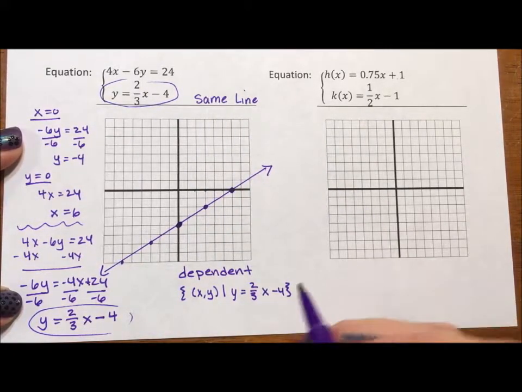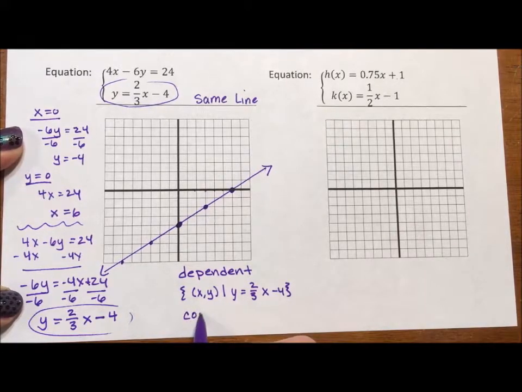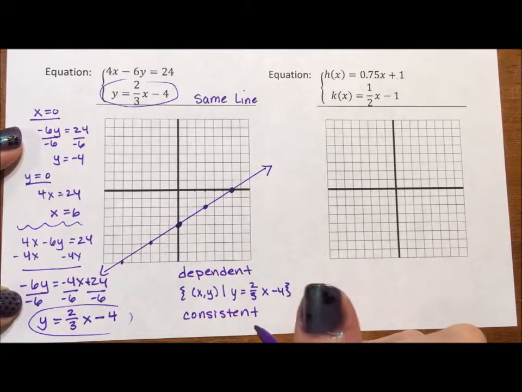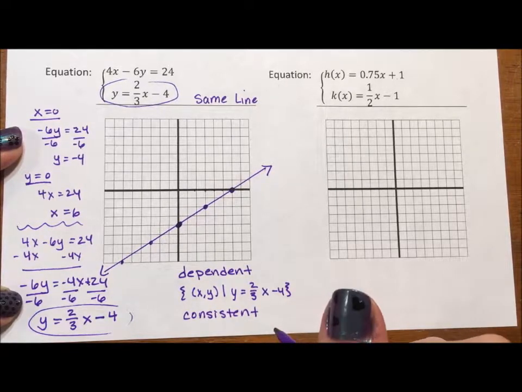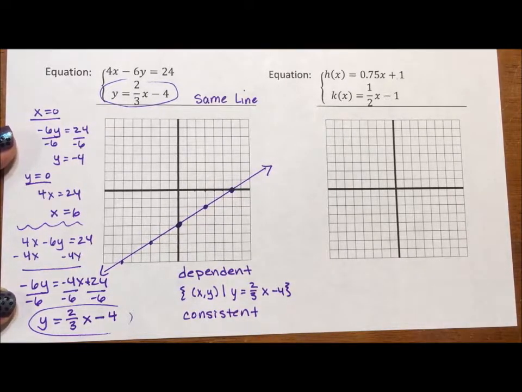The last word I'm going to give this is consistent. Consistent means that there's a solution. If it's consistent, there is one or more solutions. If there is no solutions, it's inconsistent.